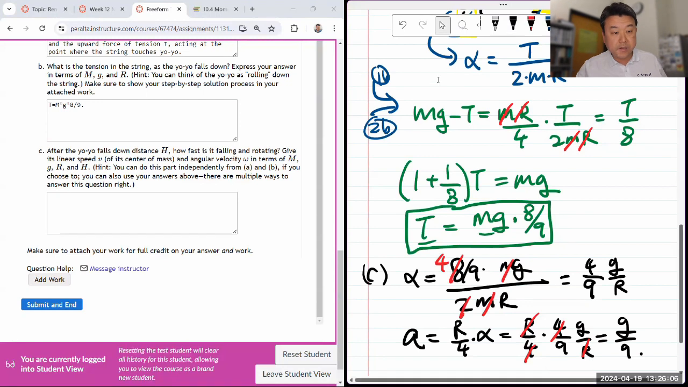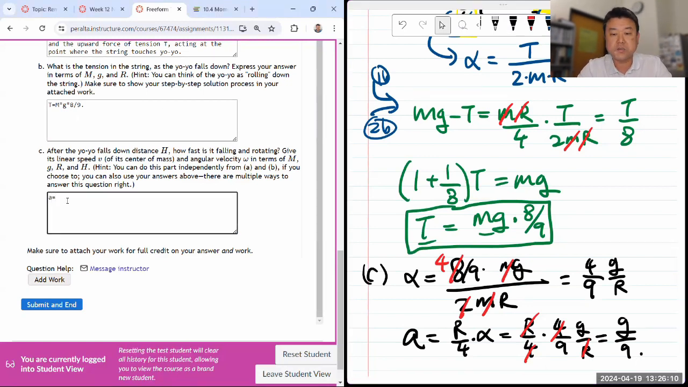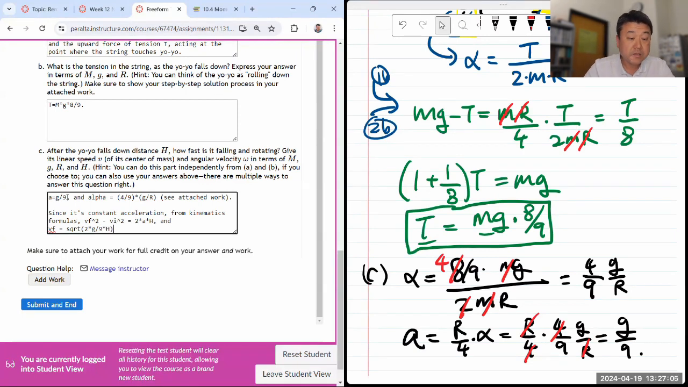Okay. So how fast is it falling and rotating? Let me do it this way. Acceleration is equal to g over 9, and angular acceleration is equal to 4 ninths times g over r. Let's see how that should work. Since it's a constant acceleration, from kinematics formulas I'm going to use the v squared formula. I can say v final squared minus v initial squared is equal to 2 times acceleration times the distance h. So I can solve this for vf, and vf is equal to the square root of, since v initial was 0, 2 times the acceleration g over 9 times the height h. So that should be the final speed.